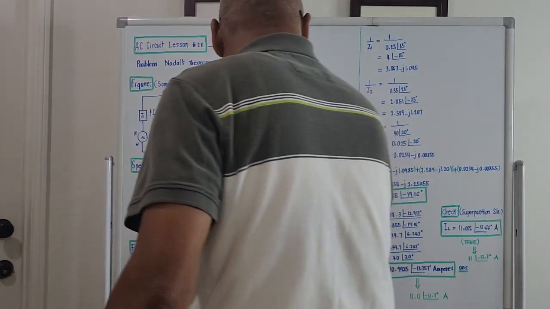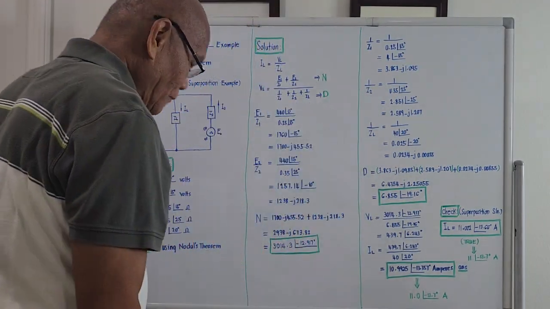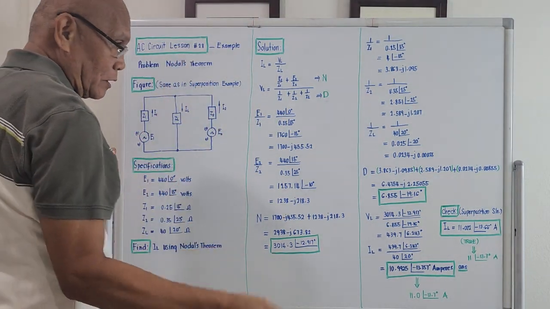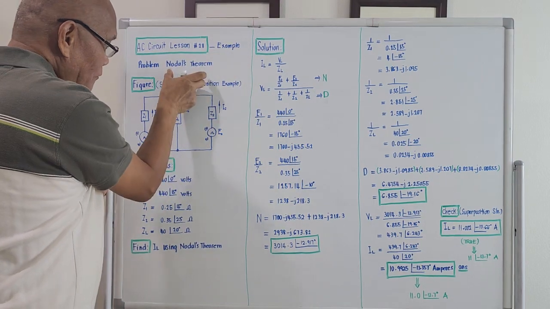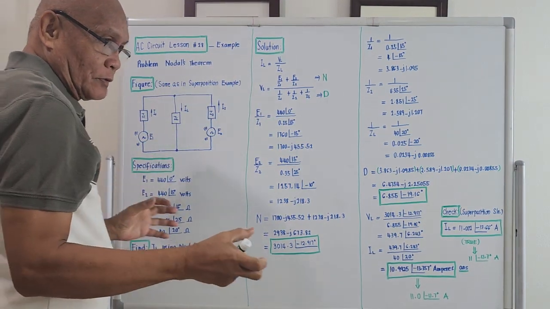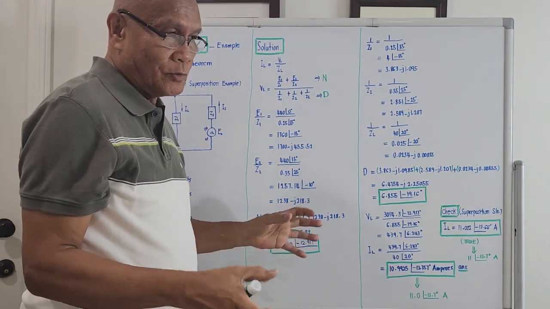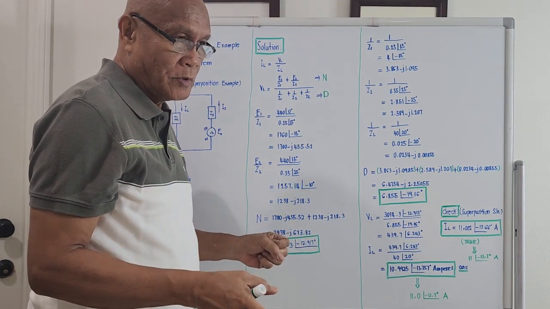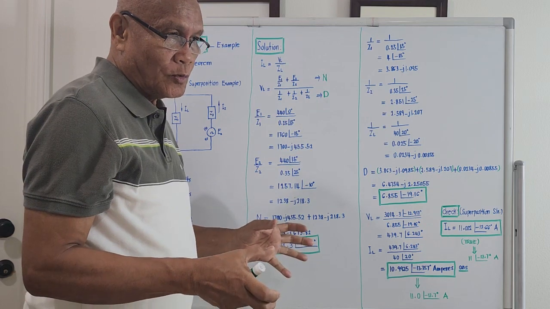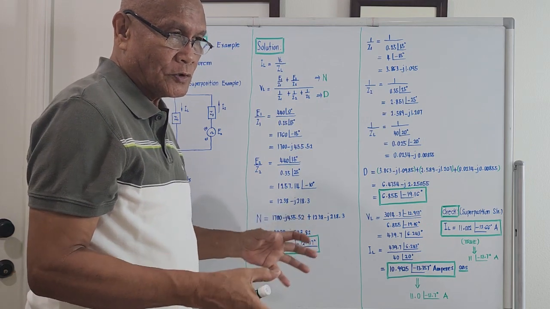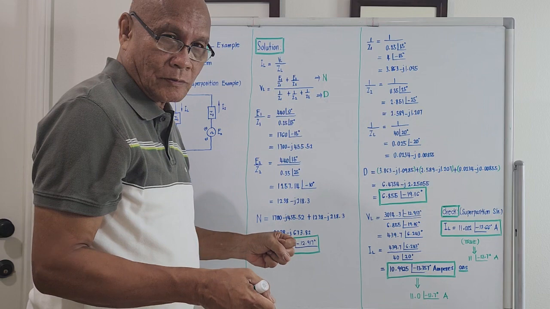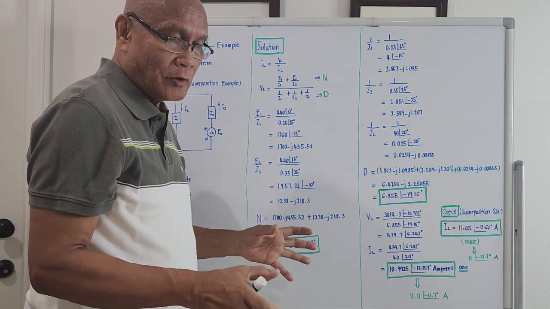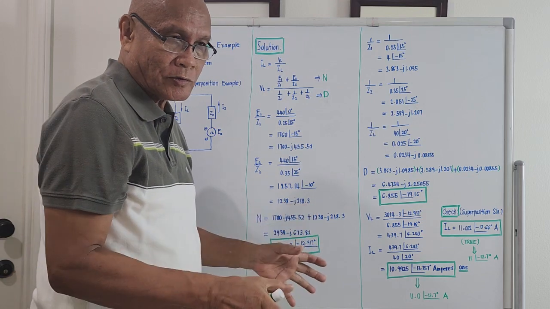So my topic for this evening will be alternating current circuit, lesson number 28, and this will now be example problem of Nodal's theorem. From the last lesson number 27, I discussed the concept of Nodal's theorem, in which we derive the equation on how to compute for the load current that will be drawn by a load if it is connected from a multi-source.